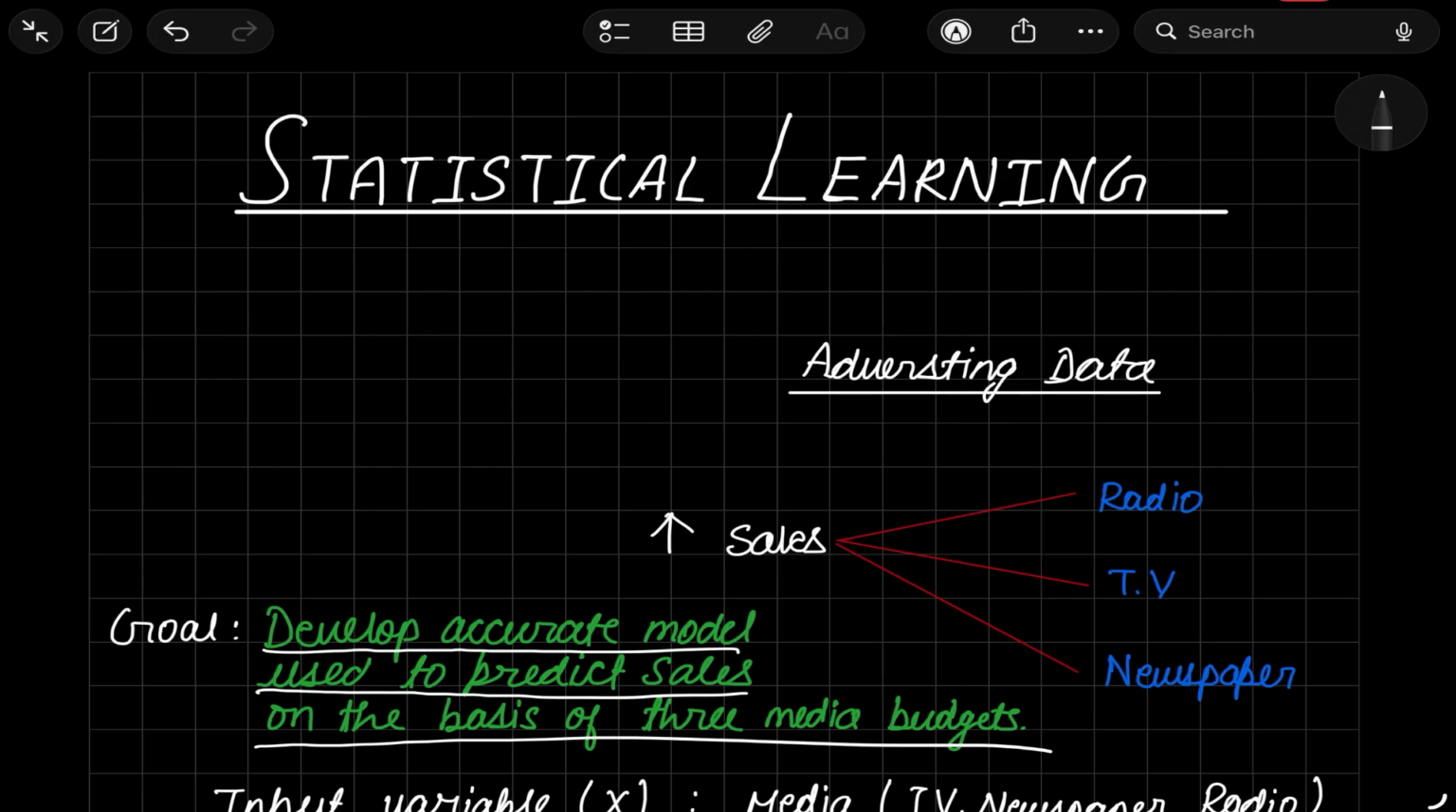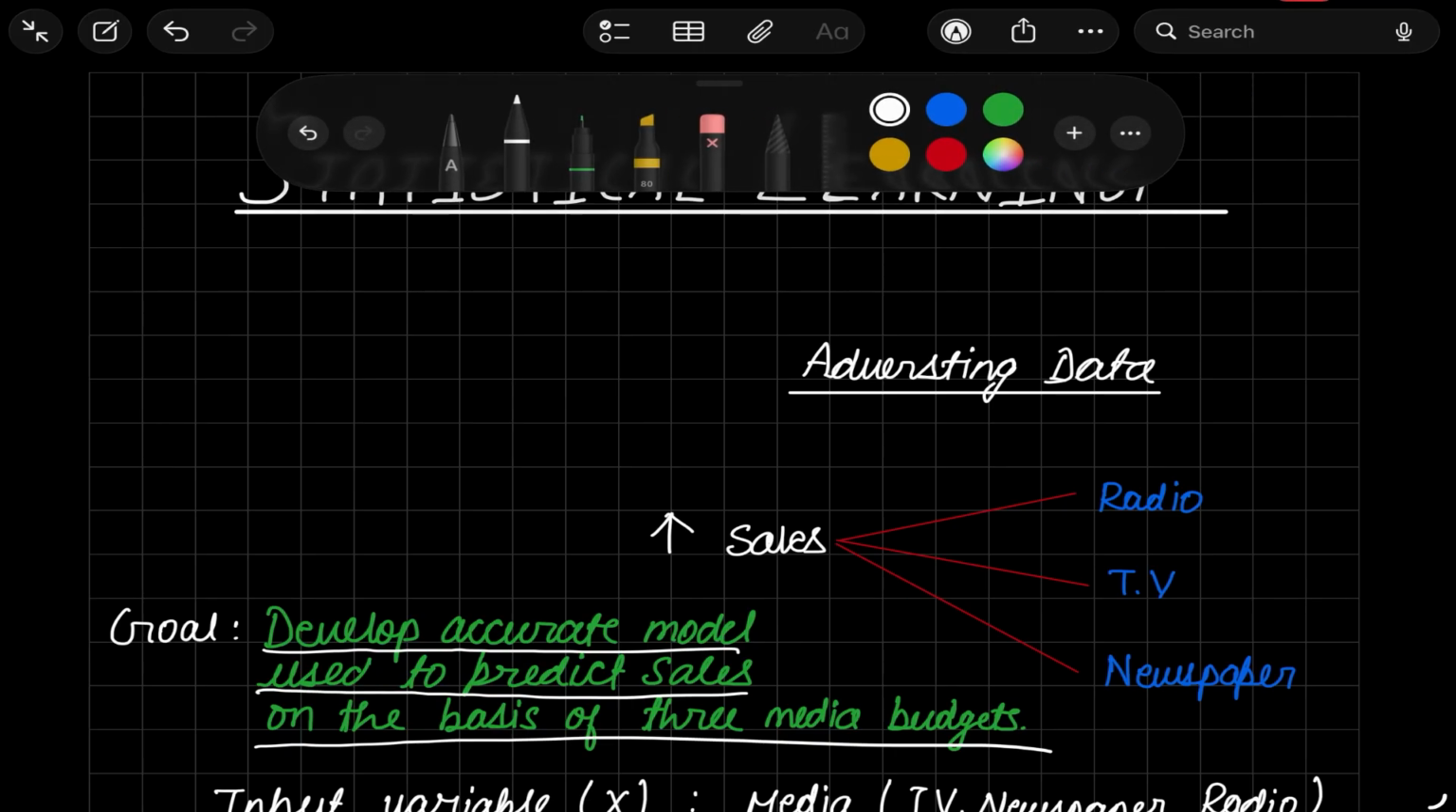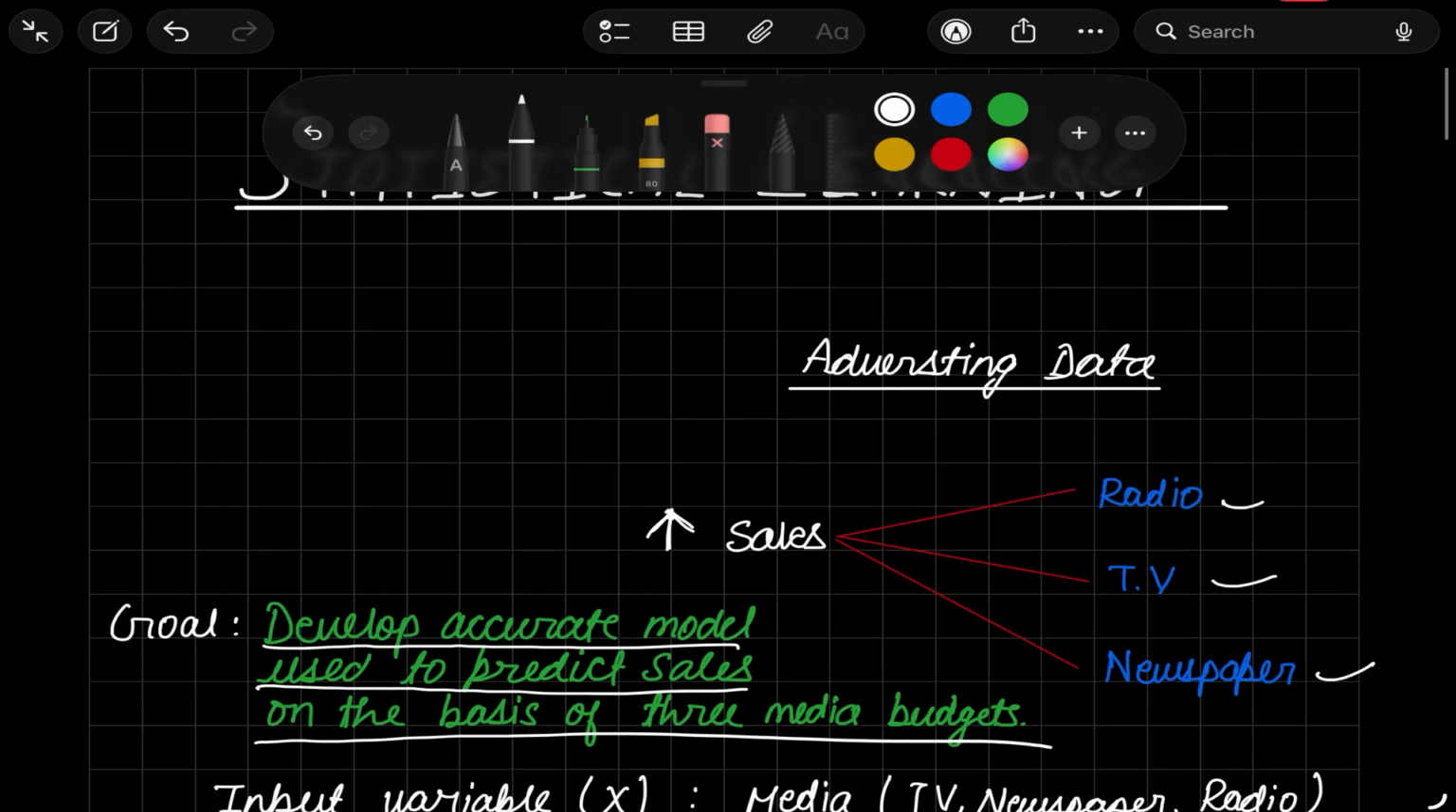Hey everyone, this is statistical learning. So what was your job? Your job was to simply give them the insight number-wise so that they can increase their sales. The media on which they were spending their budget was radio, TV, and newspaper.